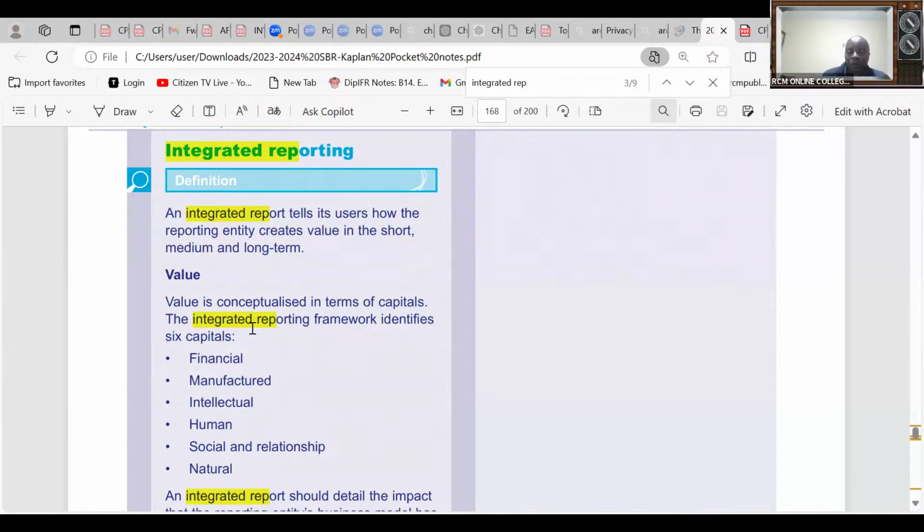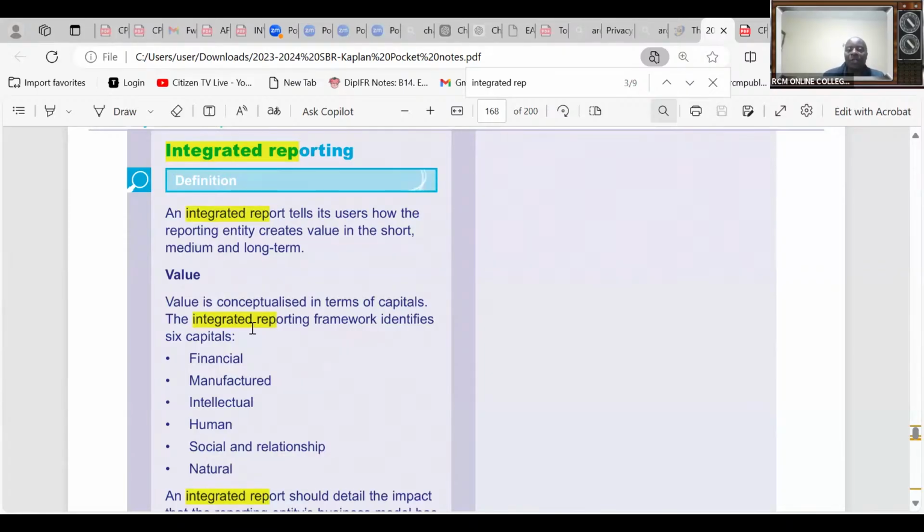We have what we call the financial capital. Of course, financial capital, you're looking at the capital structure. We're looking at the debt. We are looking at the equity. Then we have manufactured capital. Of course, for you to be able to produce and add value, you need some assets around here, for example, buildings, right? We shall be calling that one manufactured capital.